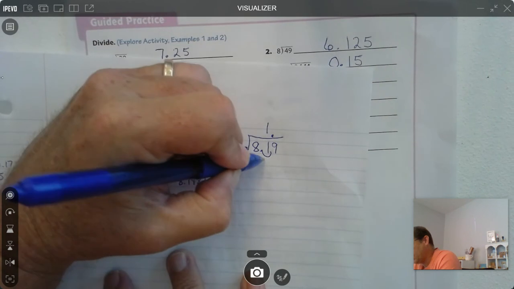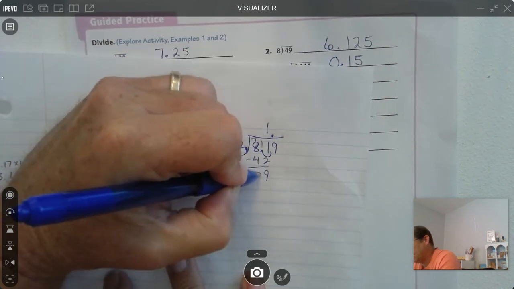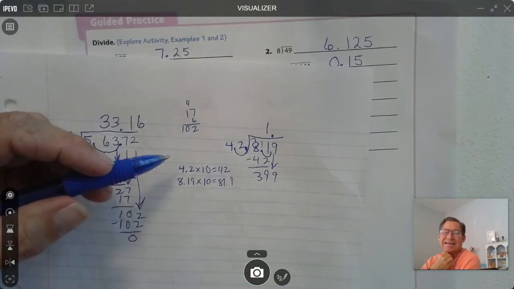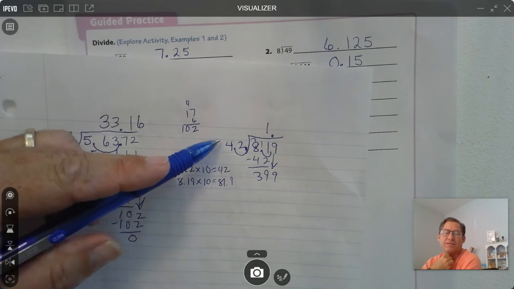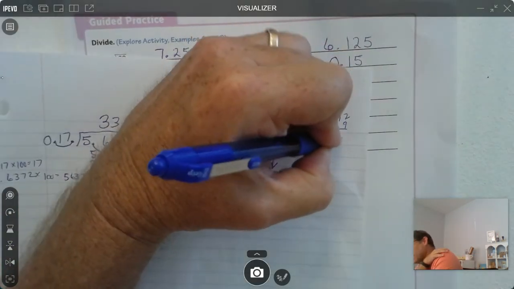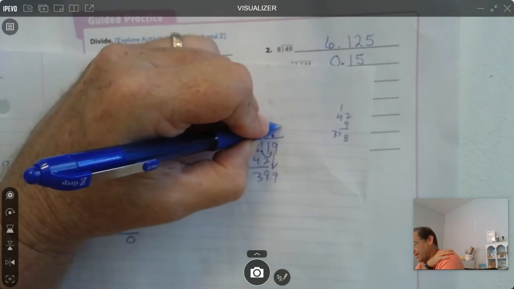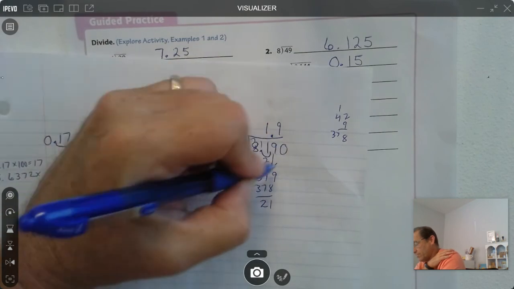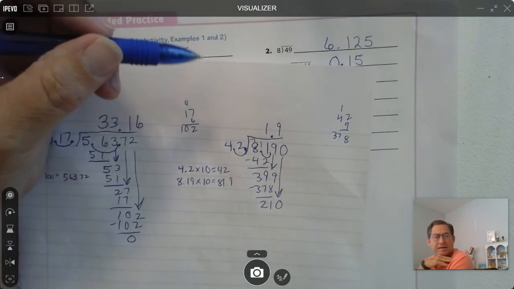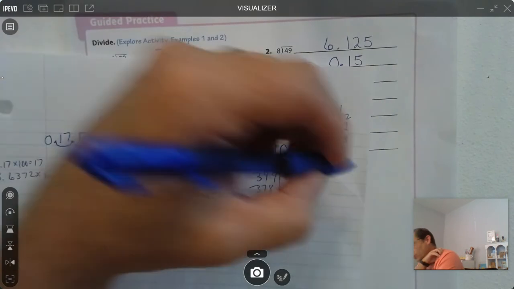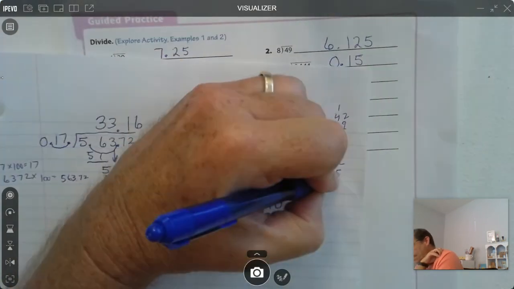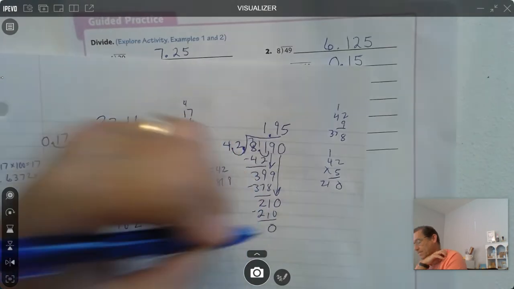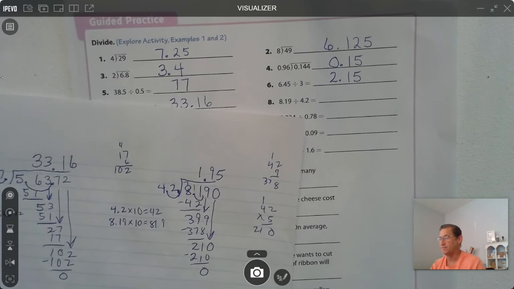So I can only get 1 from 81. 2 times nothing is going to give me a 9. So let's see, 42 times 9? 378, yes. Okay, so 378. And that leaves me 21. Bring down a 0. 5 times 2 is 10. That could work. Okay, so 1 and 95 hundredths.